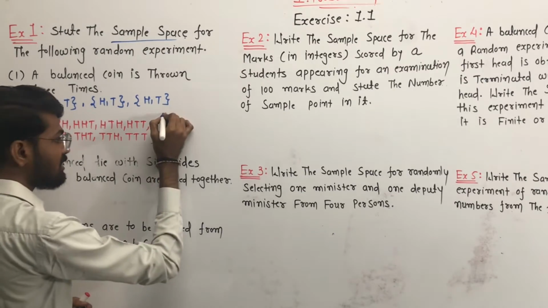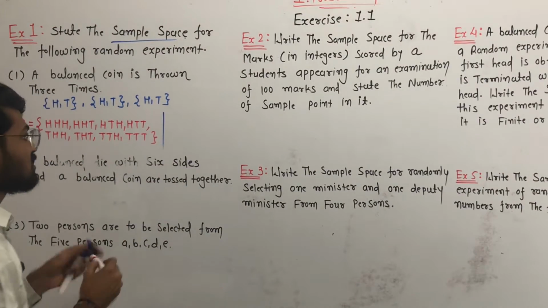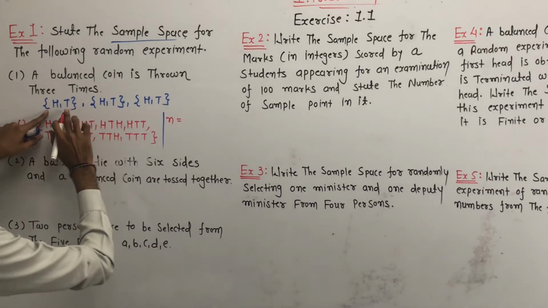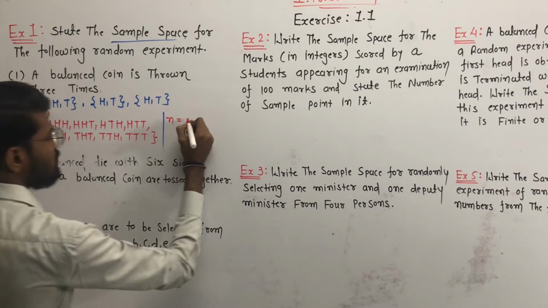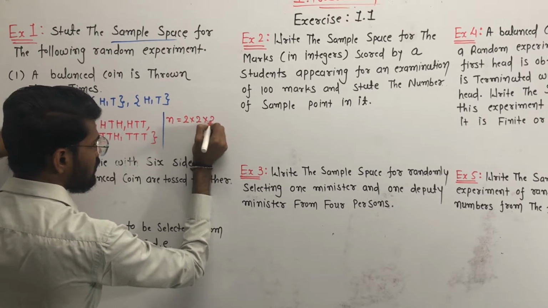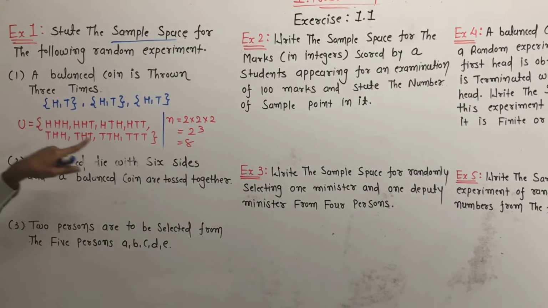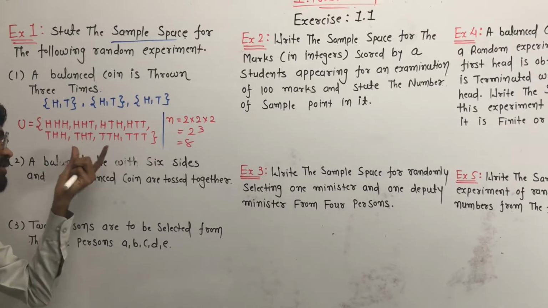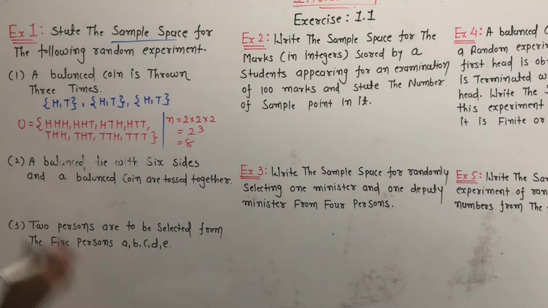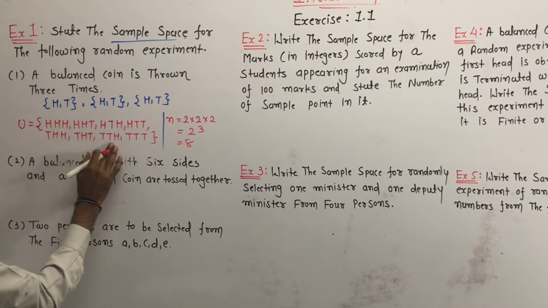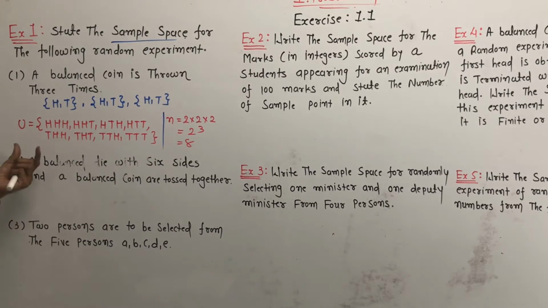And how can we calculate it? The number of sample points n is equal to 2 into 2 into 2, which means 2 raised to the power 3, so it is equal to 8. So the number of sample points in our sample space is 8, and the elements of the sample space are HHH, HHT, HTH, HTT, THH, THT, TTH and TTT. So this is the sample space for this experiment.